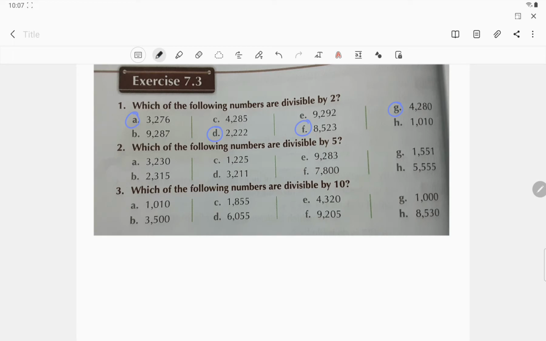In exercise 7.3, question number 1 says, which of the following numbers are divisible by 2? I told you the rule for the divisibility of 2: if the number is an even number, then you can say easily it is divisible by 2. So I am marking out some examples, some problems: A number, D number, F number, and G number.